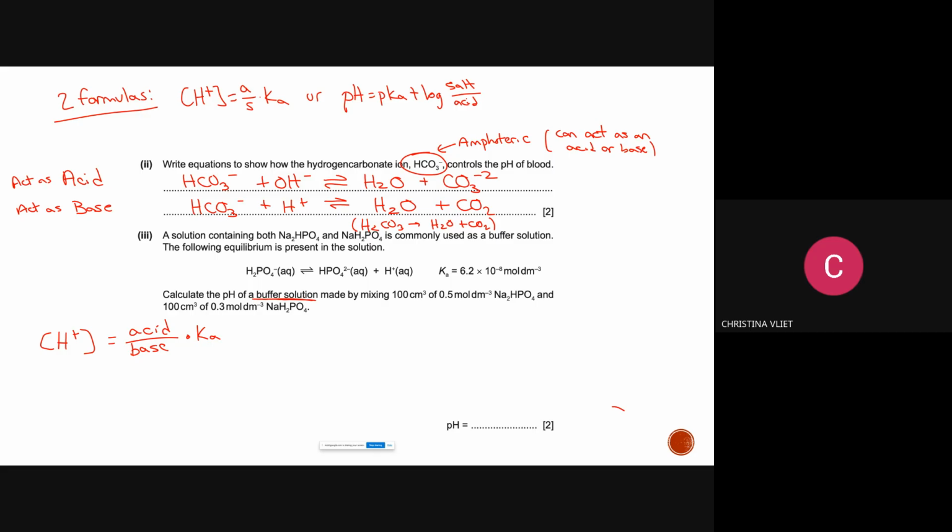Maybe that will help. All right, so looking at this equilibrium, which of these is the acid variant and which of these is the base variant of the compound? This one is the acid, and the other one is the base, the conjugate base. The one with the more H's is the acid. The one with the fewer H's is the base, generally speaking. So that's all just to help us figure out which number goes on the top and which number goes on the bottom.